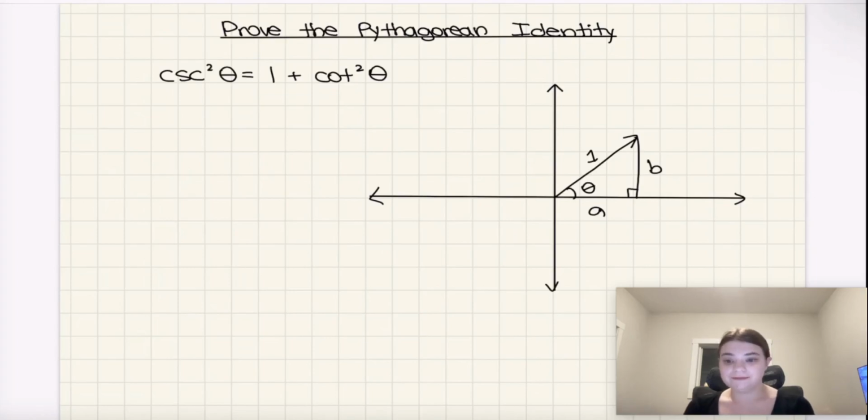Welcome back, everyone. Today we are going to be proving this Pythagorean identity here, that cosecant squared theta is equal to 1 plus cotangent squared theta.